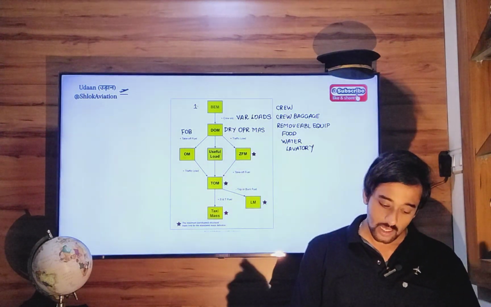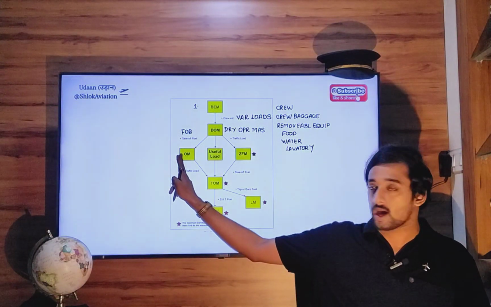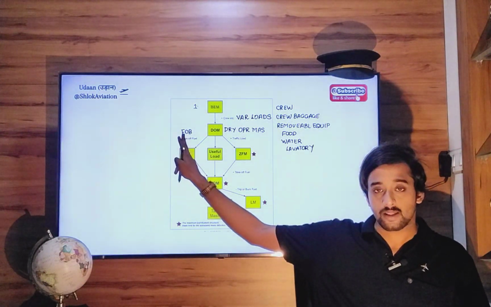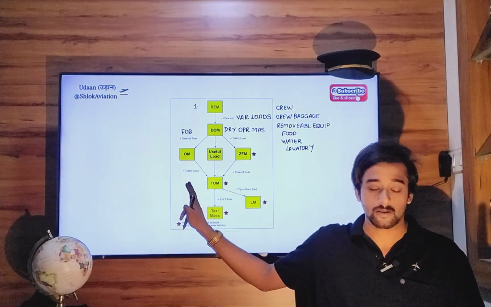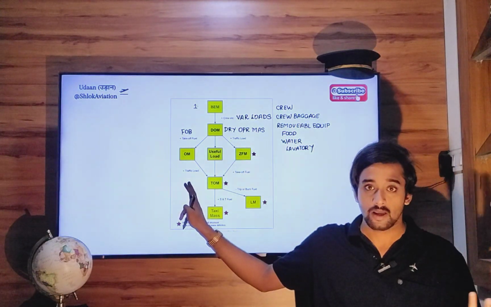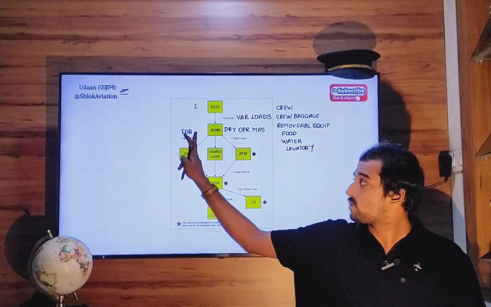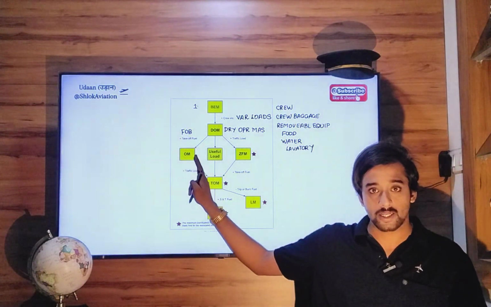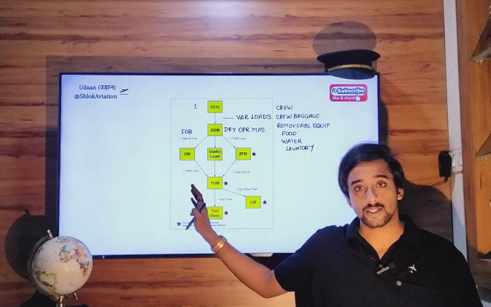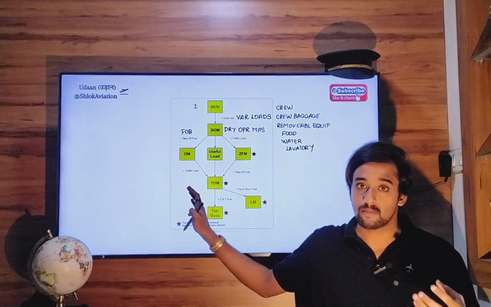Next important point is operating mass. Now we have fuel. Now it's time to board passengers and cargo. So dry operating mass plus fuel on board is operating mass, plus payload or traffic load. This was the missing factor.